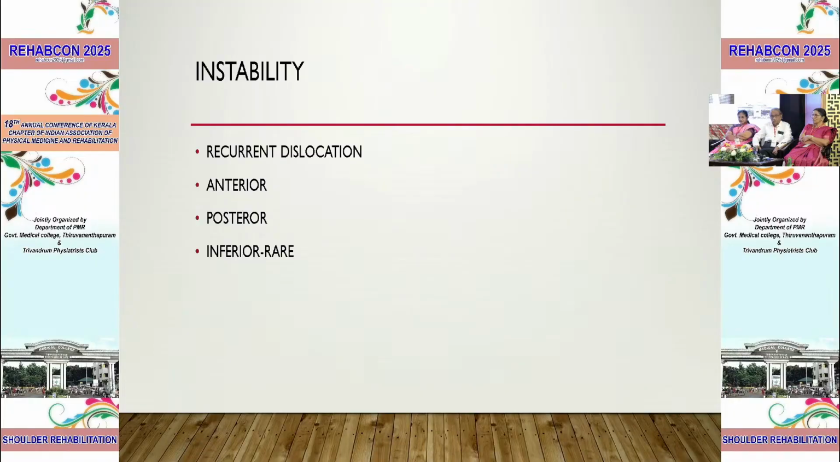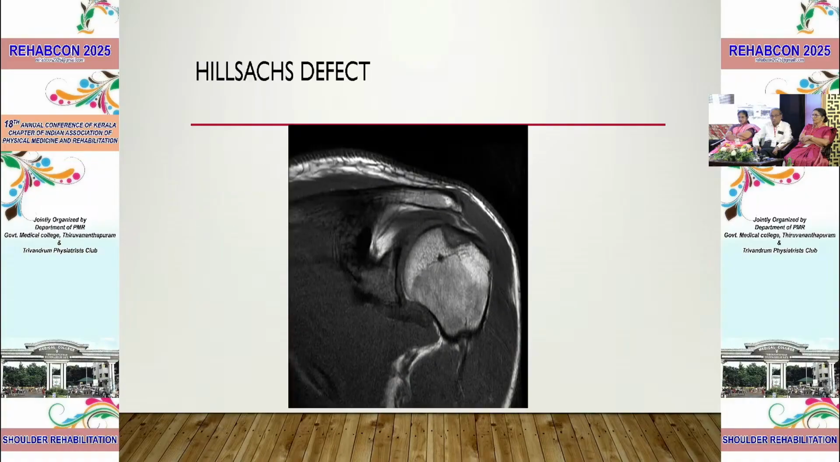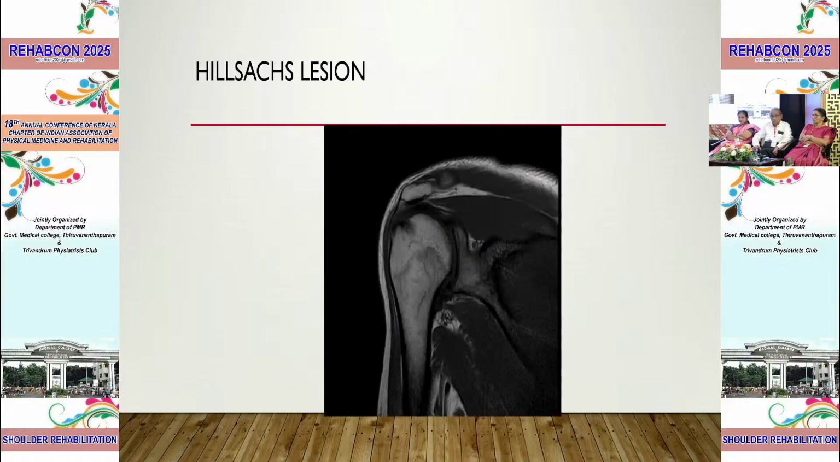Instability is the most common area where you look. And in instability, of course, the lesions to look for are basically the Hill-Sachs lesion and the Bankart lesion. Very clearly seen in MR. This is a typical Hill-Sachs lesion, a hypointense area there.